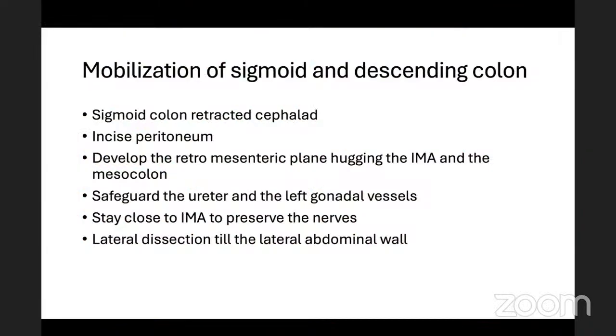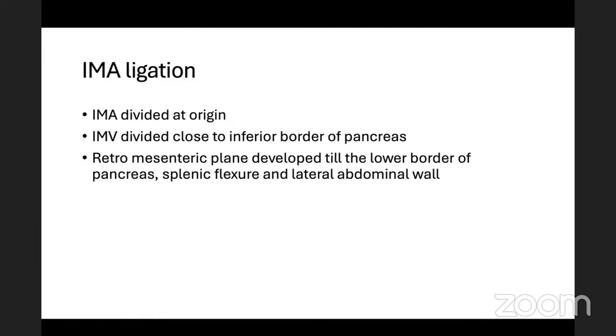The sigmoid is retracted cephalad, the peritoneum is incised, and a retromesenteric plane is made, hugging the IMA and the mesocolon and safeguarding the ureter and the gonadal vessels. The tip here is to stay close to the IMA to preserve the nerves and not go away from the IMA. And then we do this dissection laterally till the lateral abdominal wall, till the whole left colon and sigmoid is free. Then the IMA is ligated at its origin.